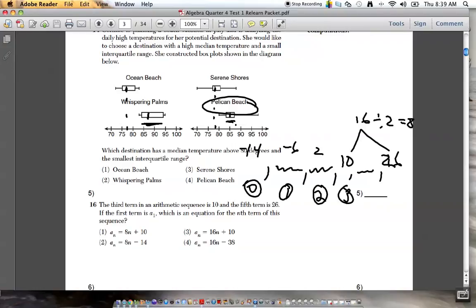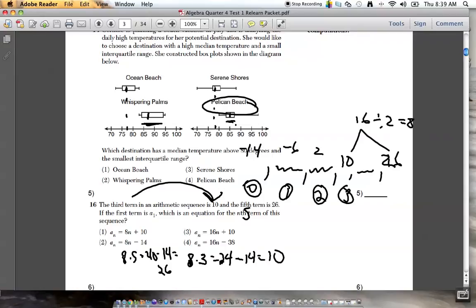All you need to do is take each of these formulas and plug in, say, 5 for the 5th term, and see if you get 26. In this case, 8 times 5 is 40, minus 14 is 26. And then also do it for the 3rd term and make sure you get 10. 8 times 3 is 24, minus 14 is 10. So this is the only formula, choice 2, that'll check for both of those answers.